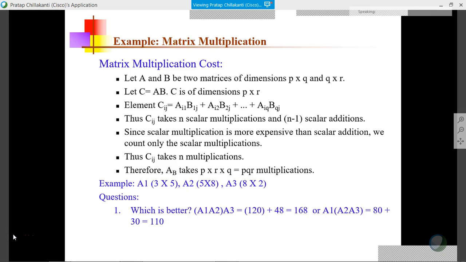Right, so when you know how many multiplications it takes, I'm giving you three matrices with dimensions 3 times 5, 5 times 8, 8 times 2. And then I'm asking you a question, which is better? Whether you multiply A1 and A2 first, followed by A3, or if you actually do A2 and A3 first, and then you multiply A1 with that result. You can see the number of multiplications in the second approach is 110, whereas in the first one it is 168.